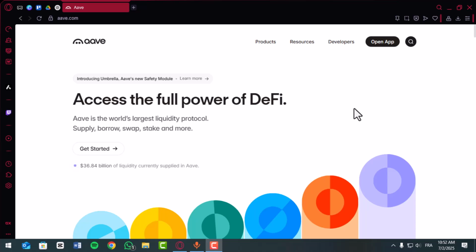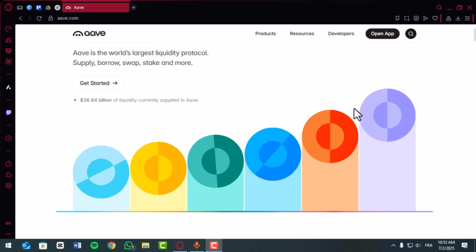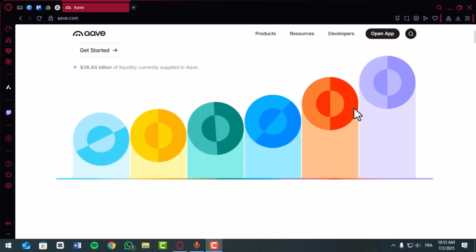Here is how to earn APY on DeFi platforms step by step. First, open your wallet like MetaMask, Trust Wallet, or Rabbit Wallet, and make sure it's connected to the correct blockchain, such as Ethereum, Arbitrum, BNB Chain, or Solana.